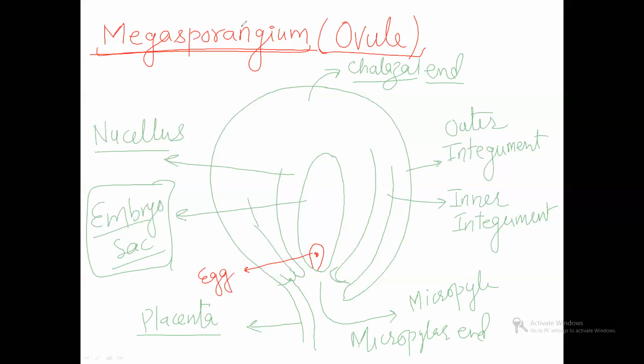And on both sides of this egg, there are two cells. These are known as synergids. The function of these synergids is to guide the pollen tube. ये pollen tube को guide करते हैं इसमें enter होने के लिए. So these are the two synergids.